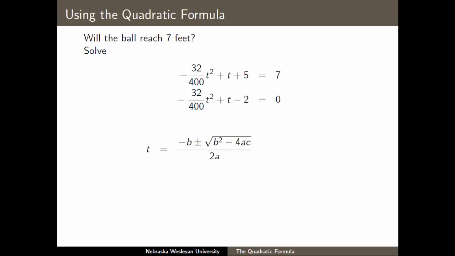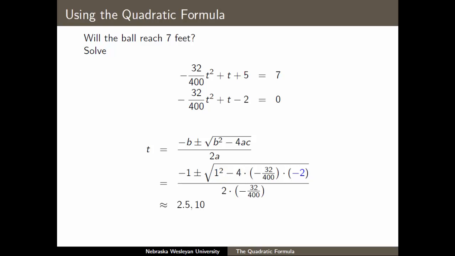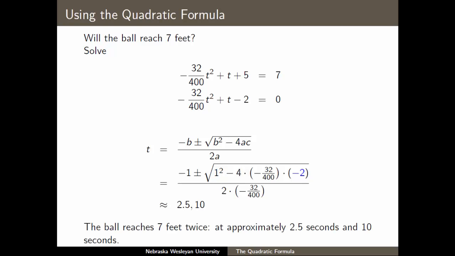So I begin again with the generic quadratic formula, and this time a is negative 32 over 400, b is 1, and c is negative 2 rather than 5. So I substitute all that information in, and again I come up with 2 solutions, 2.5 and 10. So the answer to this question is yes, the ball reaches 7 feet twice. As it moves upward, it reaches a height of 7 feet after 2.5 seconds, and then after a while it reaches its maximum height and begins to come back down, and after 10 seconds it reaches 7 feet again.